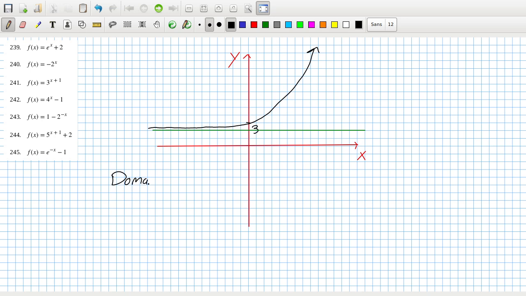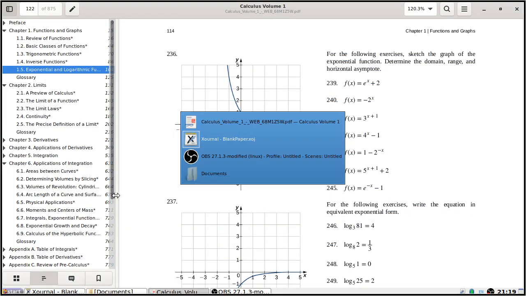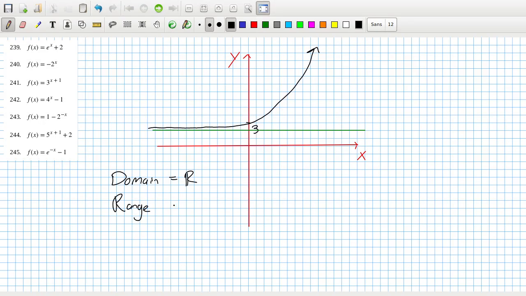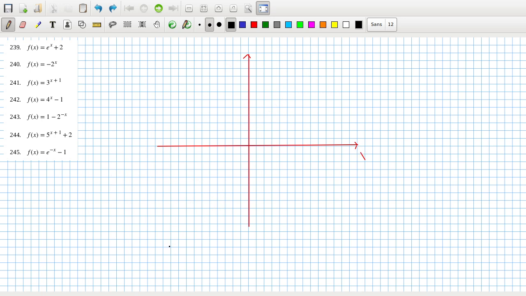Domain, all reals. I need the range as well. Range from 2 to infinity. And the horizontal asymptote was at 2. Now, how do they get the answer at the back? Yep, that's it. Okay. So, x, y, and again, we have to state that. So now we've done that one.